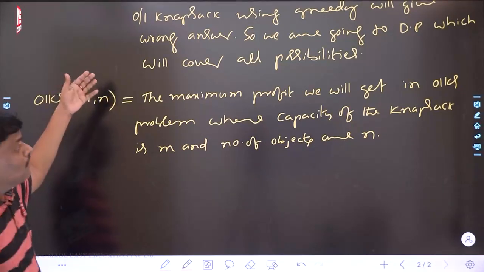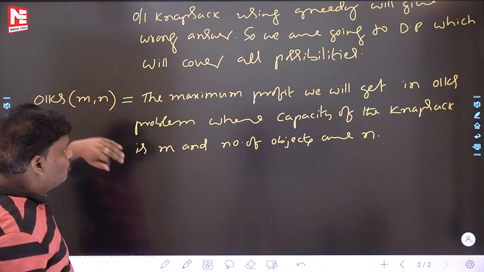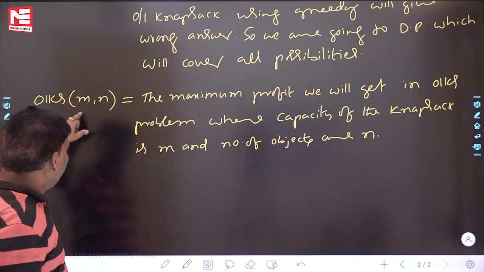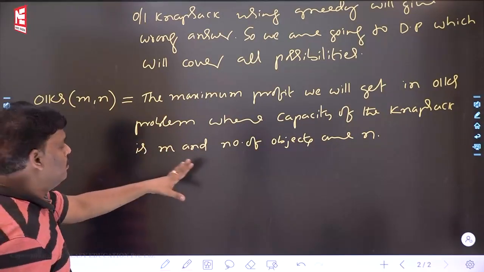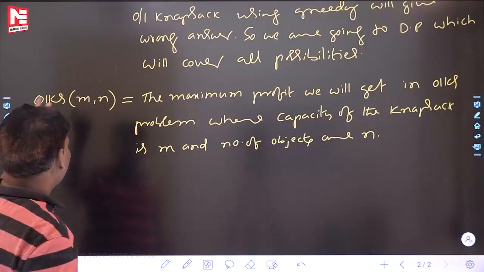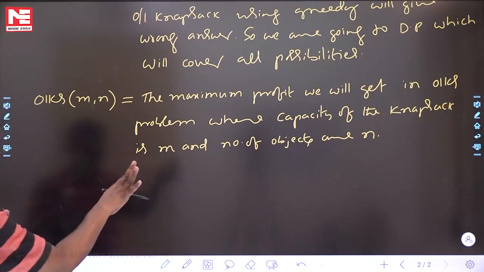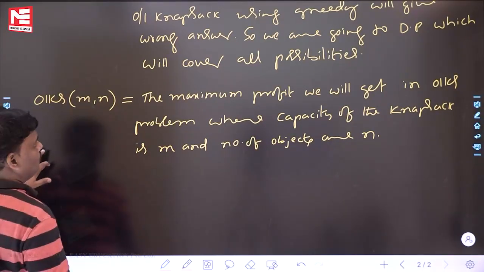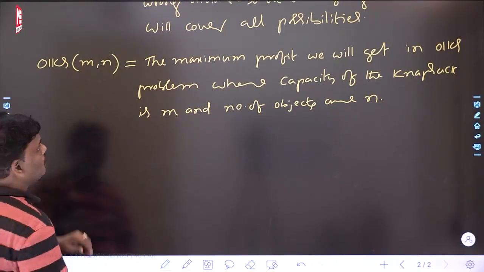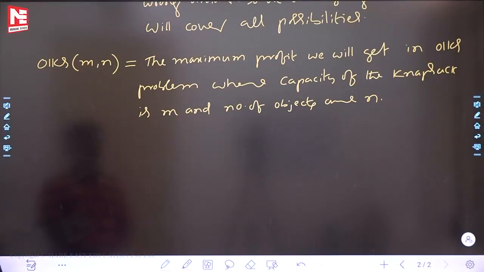When you want to write the dynamic programming algorithm, which is the recursive program, first of all, to that recursive program I have to give a name. I gave the name, and I also defined what the meaning is, what this program will do, because I have to write a recursive program. Listen now. This is the function name: 0/1 knapsack of m comma n is nothing but the maximum profit we will get in the 0/1 knapsack problem, where the capacity of the knapsack is m and the number of objects are n, right?